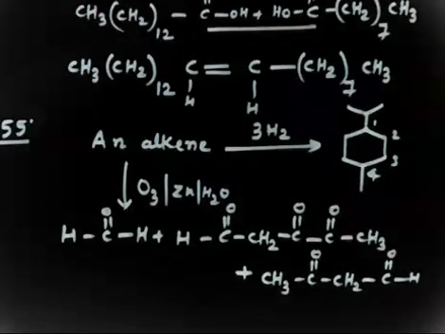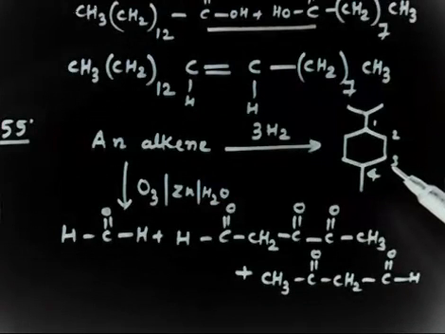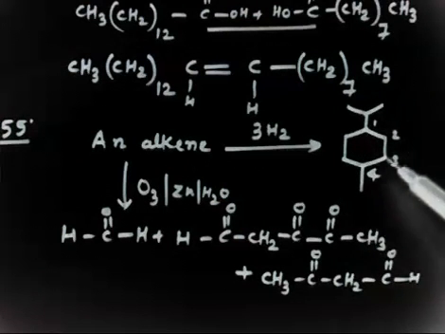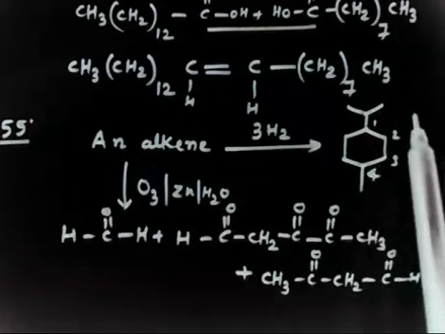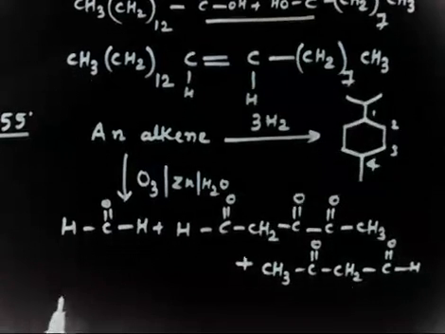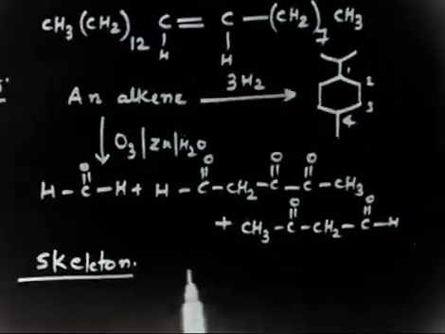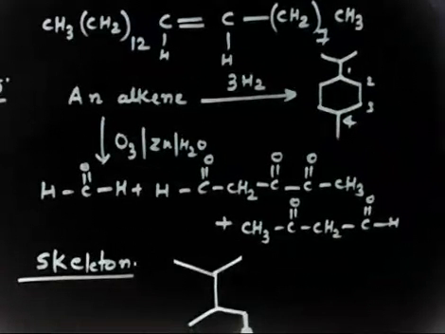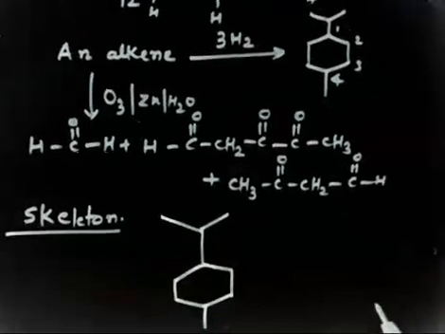So you have to decide what the structure of the alkene is. This reaction gives you a hint: after hydrogenation you are getting this product, which gives you the skeleton of the alkene. So the skeleton of the original molecule I know. This is the original skeleton of the alkene. Now I have to simply add the double bonds.